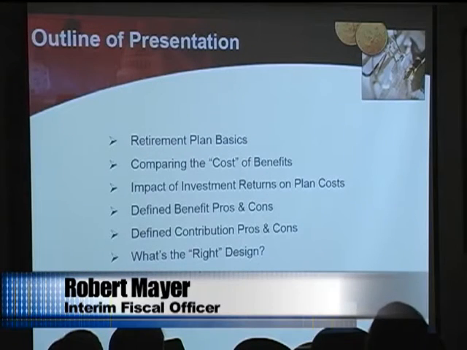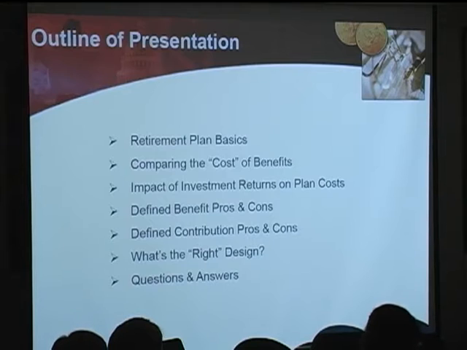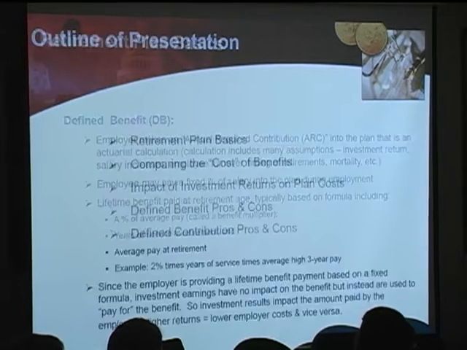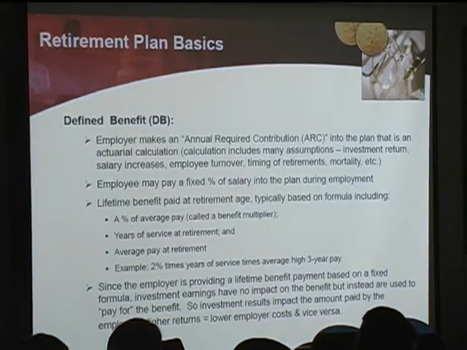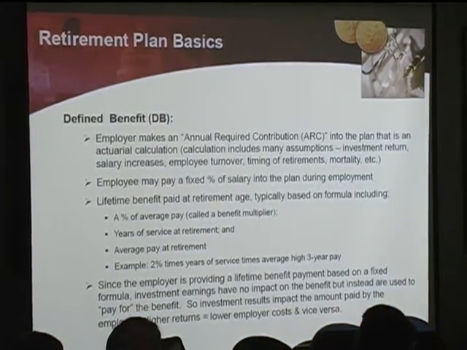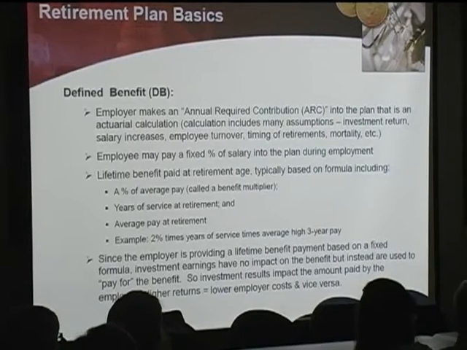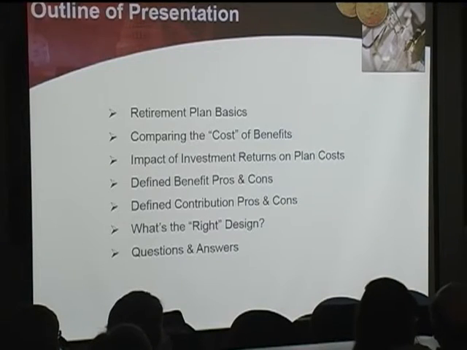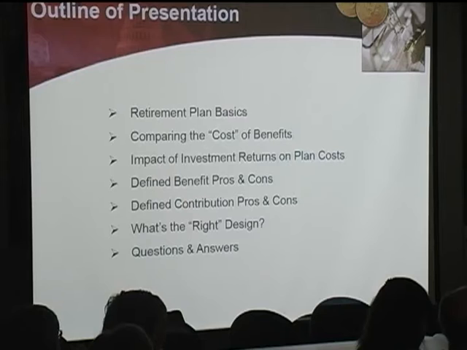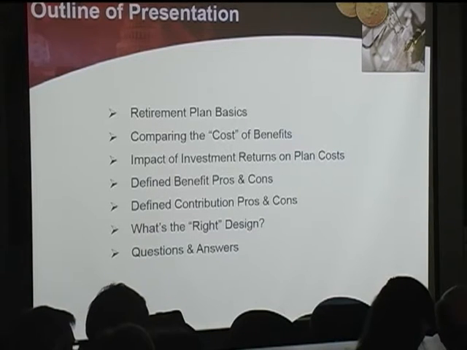basically retirement plan basics. We're going to talk about DB plans. We're going to talk about DC plans. DB is defined benefit, DC defined contribution, and hybrid plans, which is a combination of a defined benefit and a defined contribution plan. We're going to compare the costs, how the costs are defined, how the costs are calculated, and how the costs are funded. We're going to talk about the impact of investment returns.